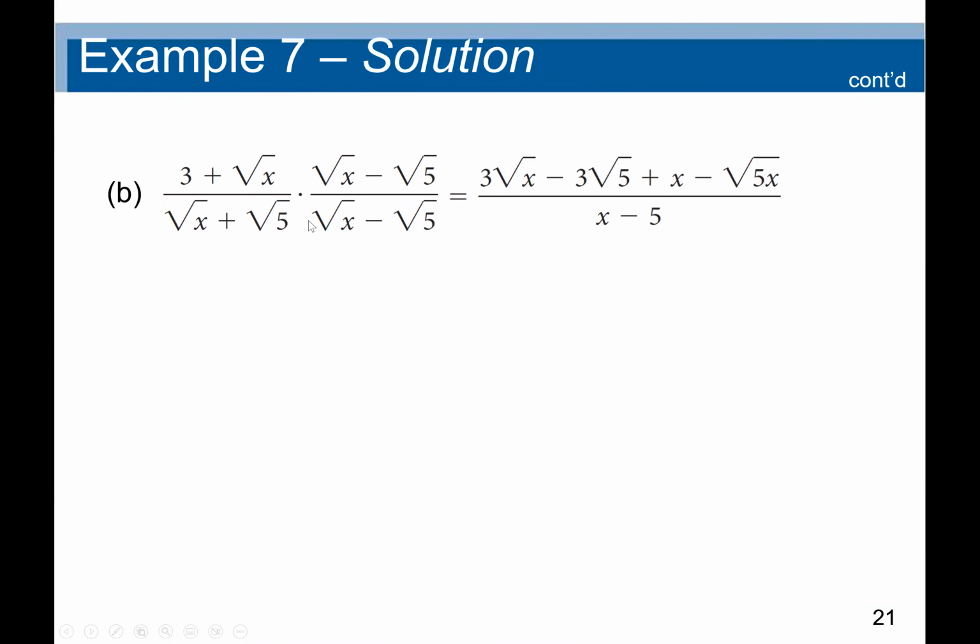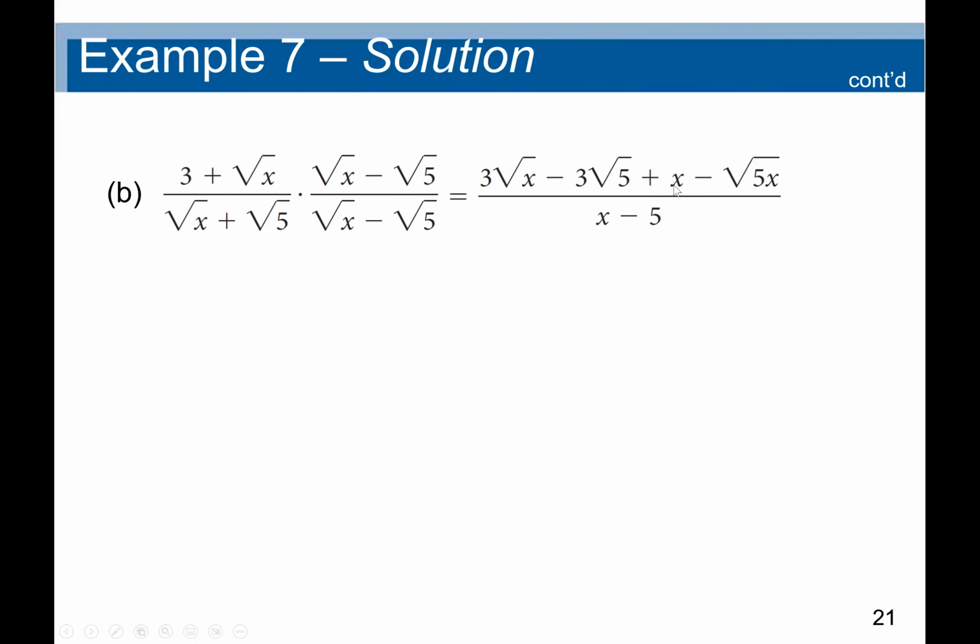The same thing applies to question B. We have 3 plus square root of x over square root of x plus square root of 5. So here we have plus square root of 5. I want a difference of 2 squares so that I can square the square root of x and square the square root of 5. In order to do that, we use the difference of 2 squares formula. If I have square root of x plus square root of 5 multiplied by square root of x minus square root of 5, that will give me square root of x squared minus square root of 5 squared.